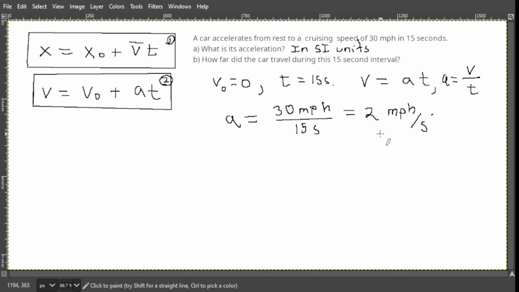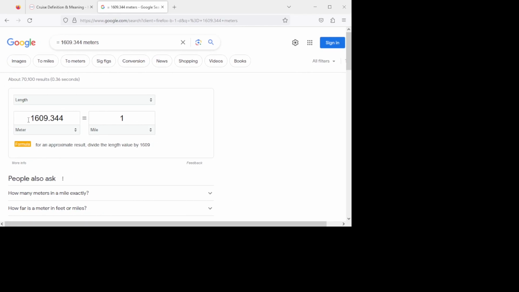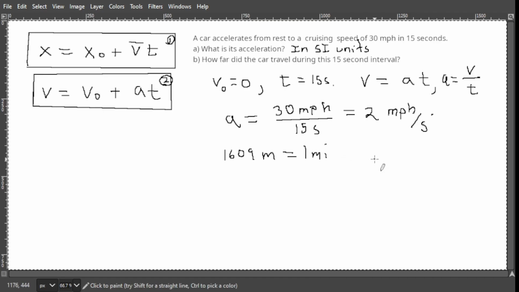But anyhow, to convert it to SI units, what do we got to be able to do? Well, here I got miles per hour per second. So for SI units, I need all my lengths in meters and all my times in seconds. So I need to convert between miles and meters. Looking it up online, 1 mile is equal to this many meters. This is a lot of precision. I think I'll just go with 1609 meters is equal to a mile. We're going to be using that in our conversion.